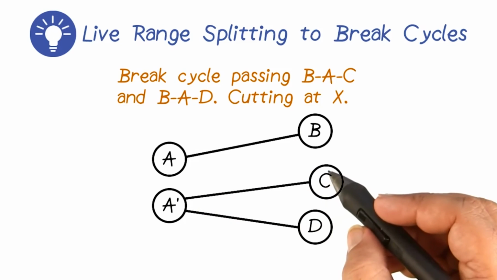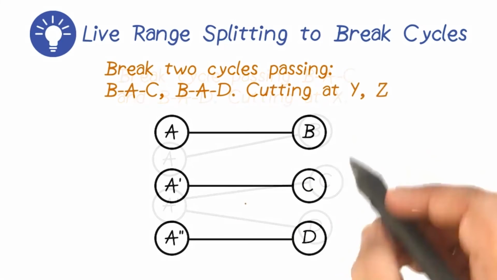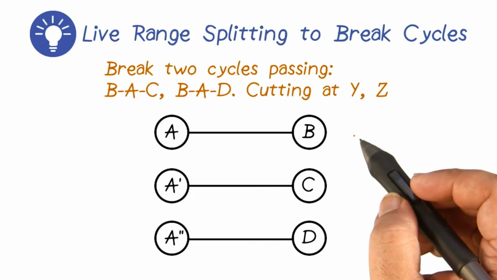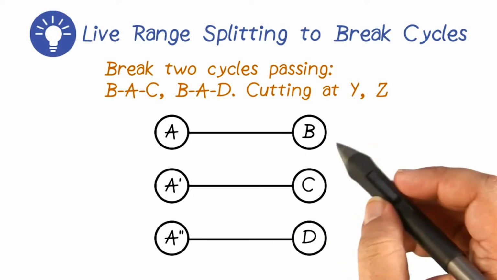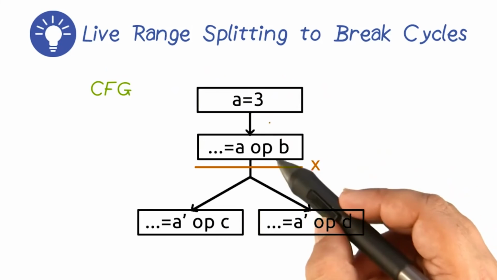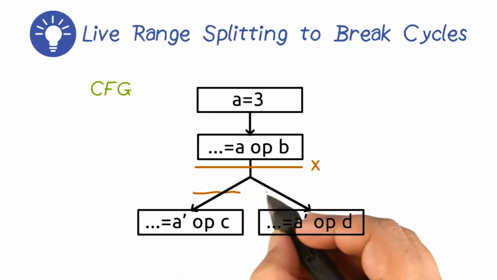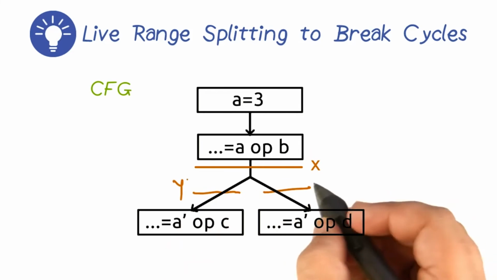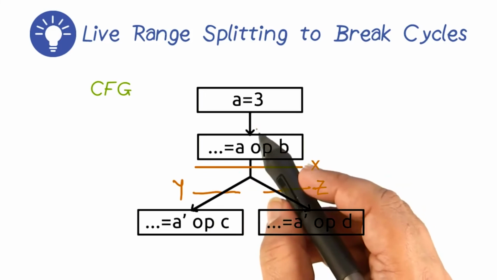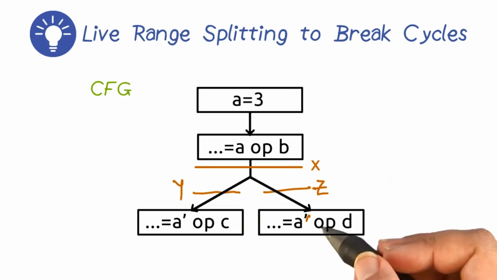So the question is whether we should cut it only at X or whether we should cut it at Y and Z. Obviously, the answer is pretty simple. If we cut it at only X, the live range is cut only in two parts. If we cut at Y and Z, which was the case, this was Y and this was Z, then you can see that the live range is cut in 3 parts: A, A dash, and A double dash.